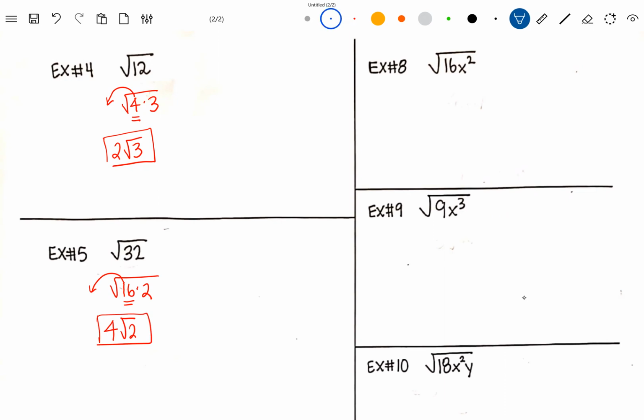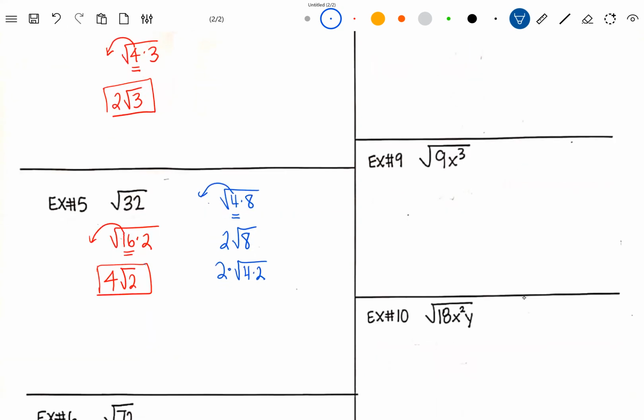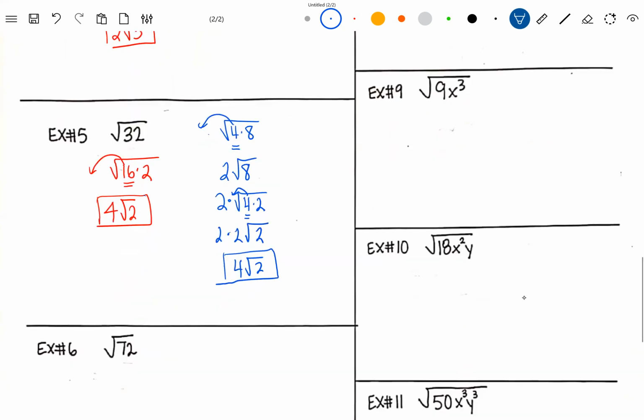However, with 32, a lot of people, the first thing they think of is 4 goes into 32, which is correct. I can do that, square root the 4, so I have 2 square root of 8. Now look, this over here is perfectly simplified. This one, 2 square root of 8, can be done again because 8 can be rewritten as 4 times 2. This 2 comes down because technically that's multiplying by the square root of 8. Then I would square root that 4. And I'd still end up with 4 square root of 2, which is the same thing. It just took a little bit longer.